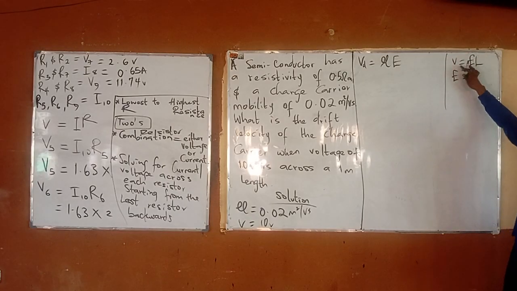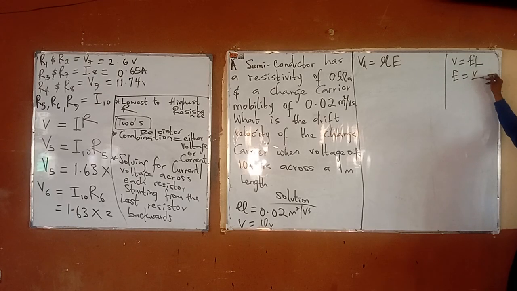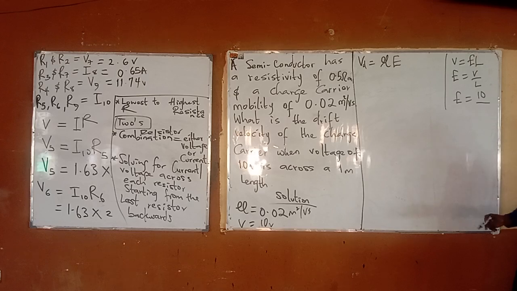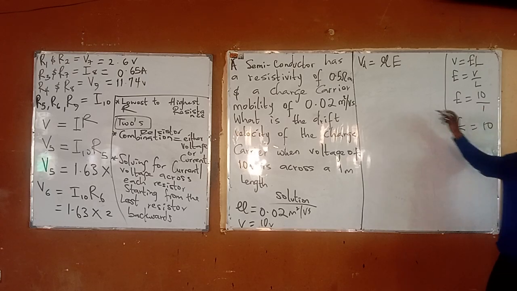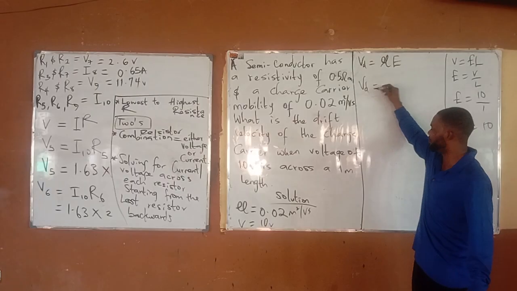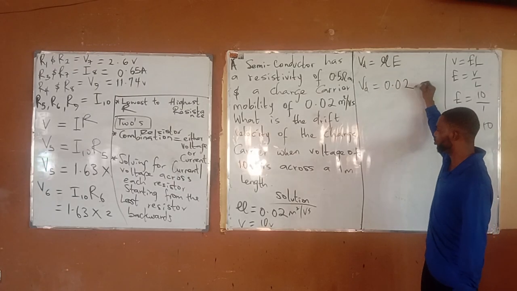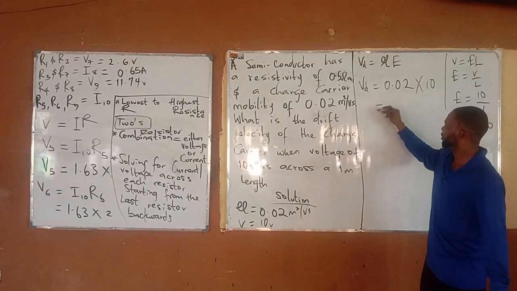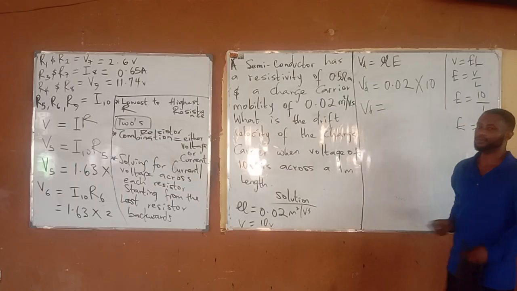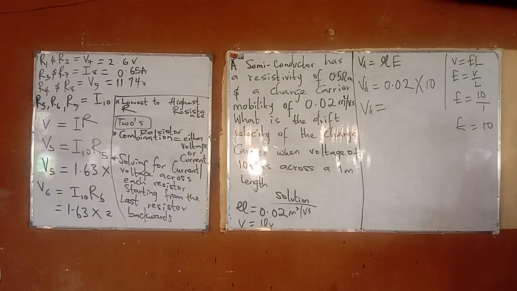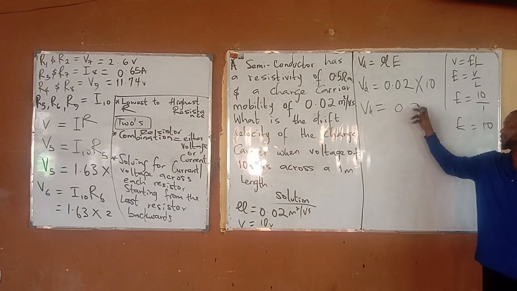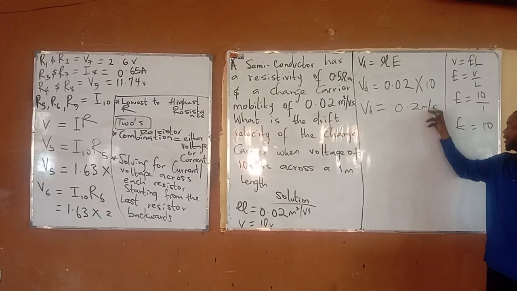So remember V equals EL. So E will now be equals to V over L. So E will be equals to the voltage given, which is 10, then the length is 1 meter. So E will be equals to 10. So this is now going to mean that drift velocity is simply 0.02 times 10. Drift velocity is 0.2, and this is in meter per second.